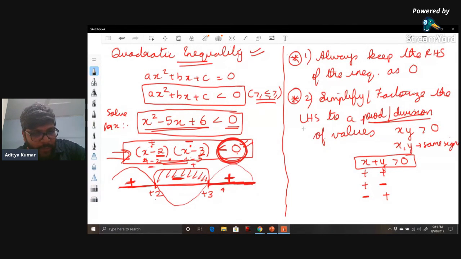And what is the negative portion of the number line? X should be in between 2 and 3. It's less than, so I'm maintaining the less than signs in both cases. And that is what the quadratic inequality concept is. It's a very important one, and will help you simplify questions very quickly.